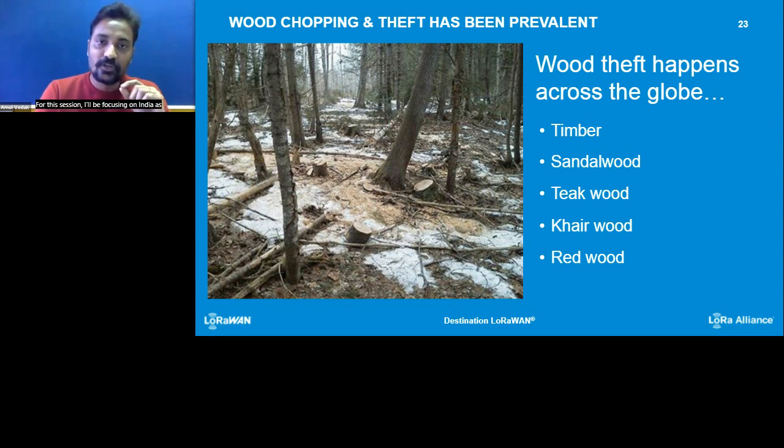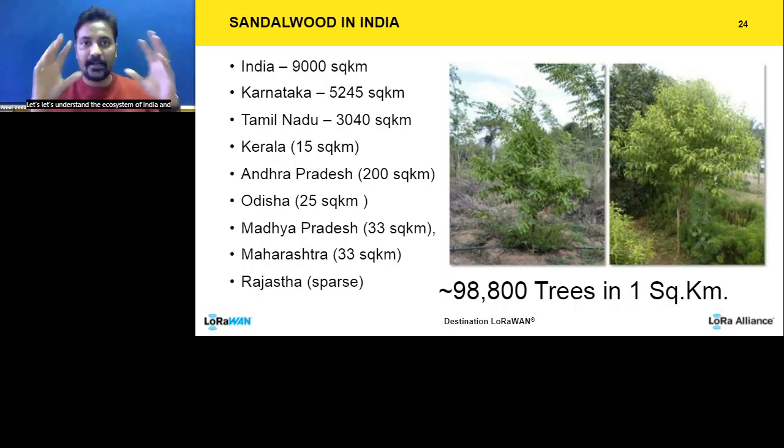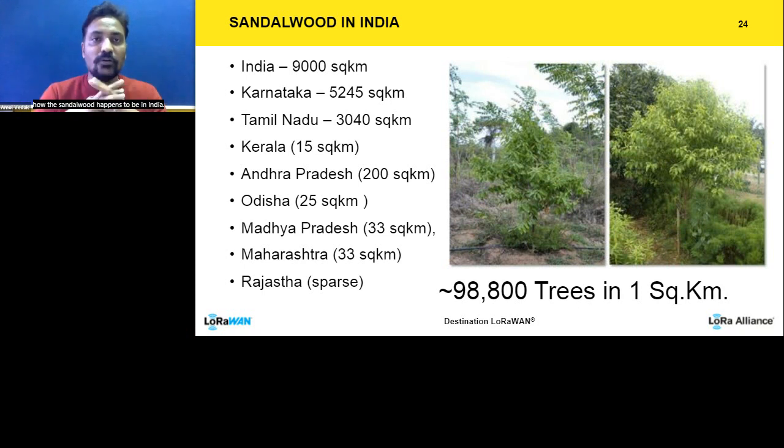For this session, I'll be focusing on India as a context and the sandalwood tree as my tree. Let's understand the ecosystem of India and how the sandalwood happens to be in India. In India, almost 9,000 square kilometers of area is cultivated with sandalwood. Karnataka, being one of the largest cultivation centers, covers almost 5,245 square kilometers. Tamil Nadu covers 3,040 square kilometers, Kerala 15 square kilometers, Andhra Pradesh 200 square kilometers, and so on. In 1 square kilometer, there are almost 98,000 trees planted.